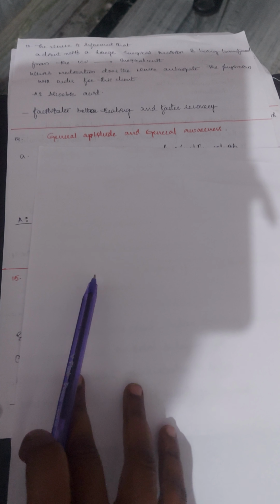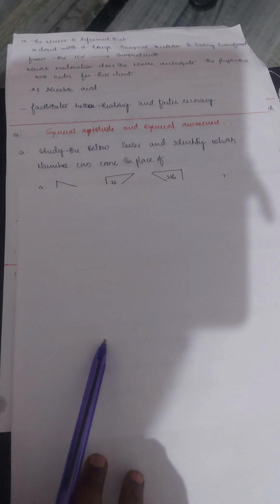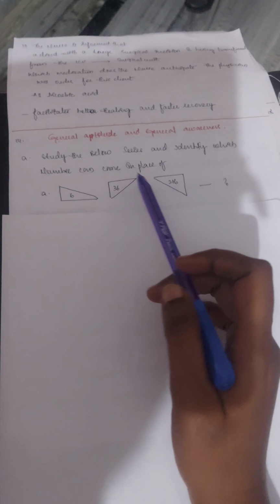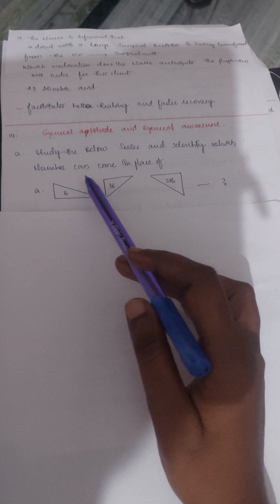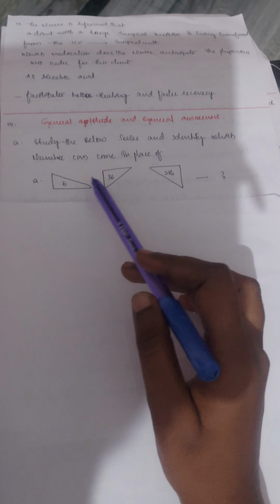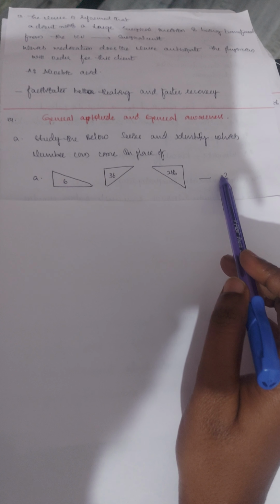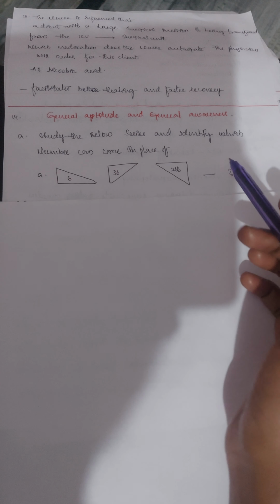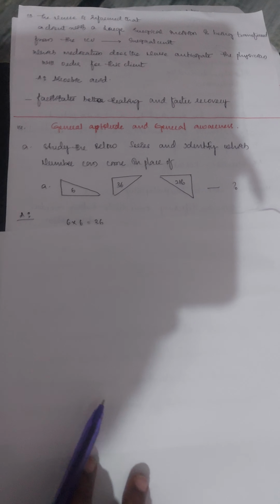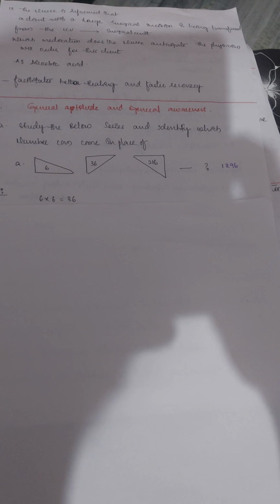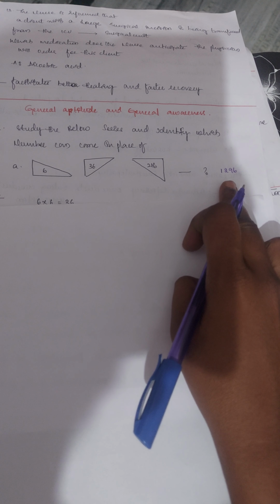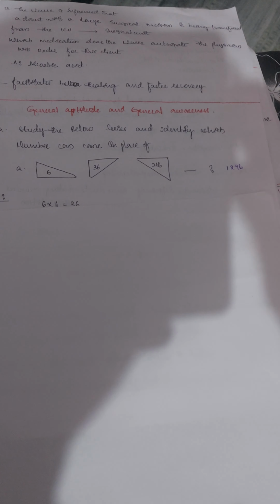The next question is under general aptitude and general awareness. Study the series below and identify which number can come in place of the fourth option. Four options are given, and the answer is 1296. How can we find this answer?